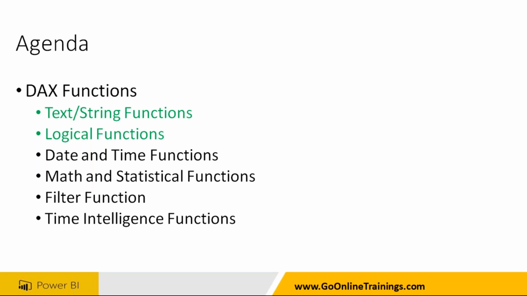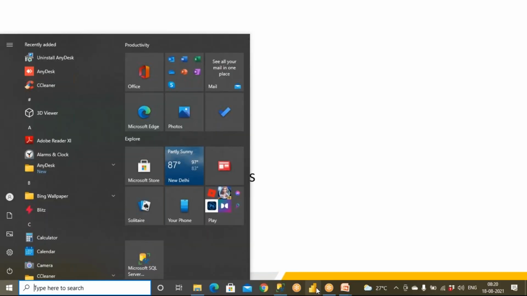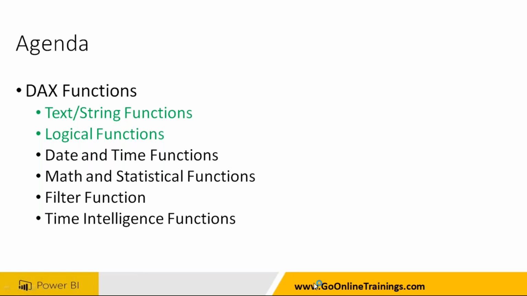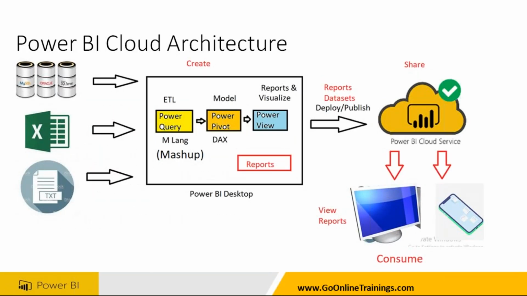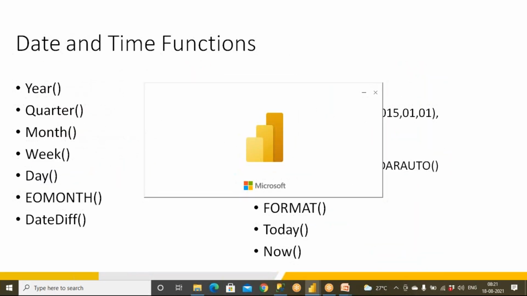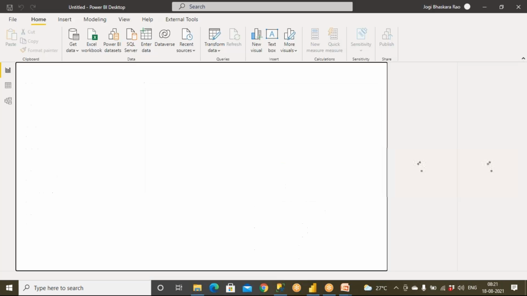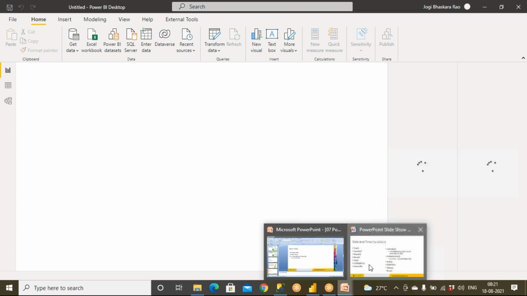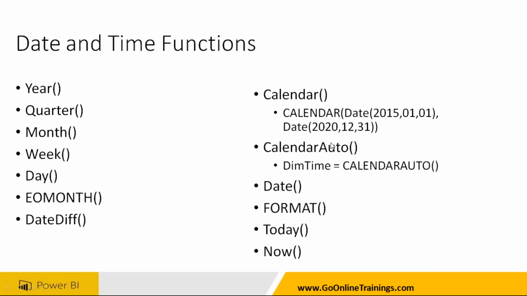Now, I wanted to quickly open Power BI Desktop and let us understand the functions. So what are the functions we have? We have year, quarter, month, week, day, end of month, date diff, right? Then we have calendar, calendar auto. Then we have date, format, today, now.